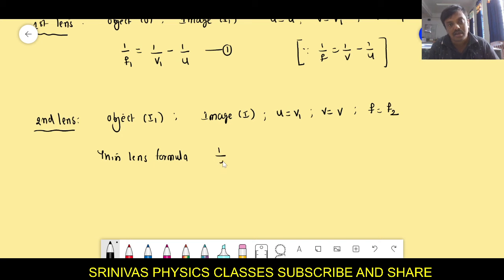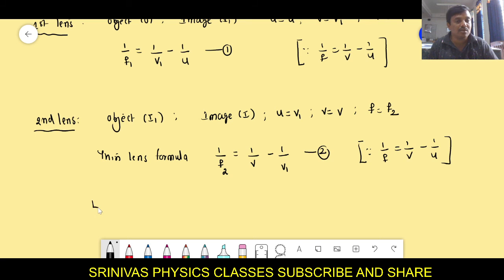That is 1 by F2. F2 is equal to 1 by V minus 1 by U. Right? 1 by V minus 1 by U. V is now V only, minus 1 by U is V1. This also we are writing from the basic formula, that is 1 by F is equal to 1 by V minus 1 by U. This is equation 2.